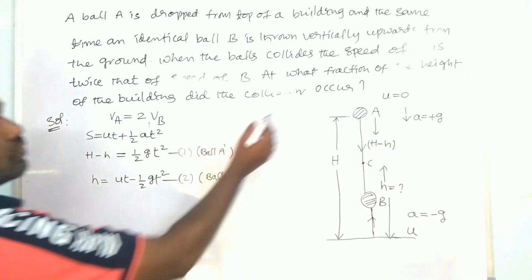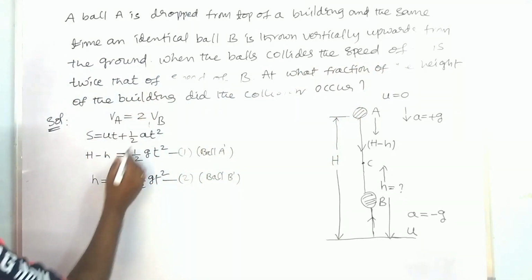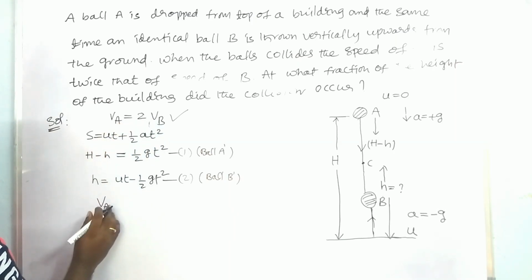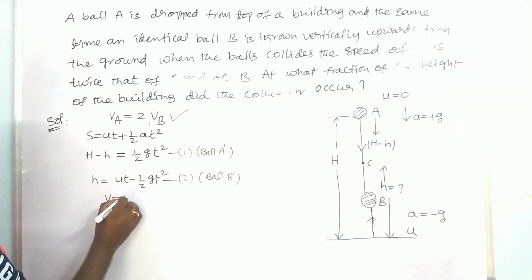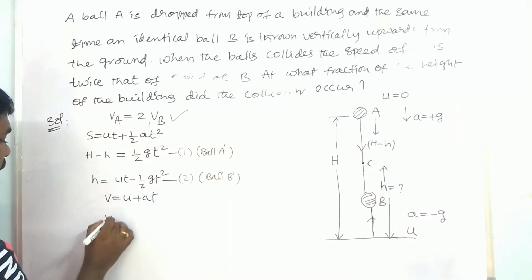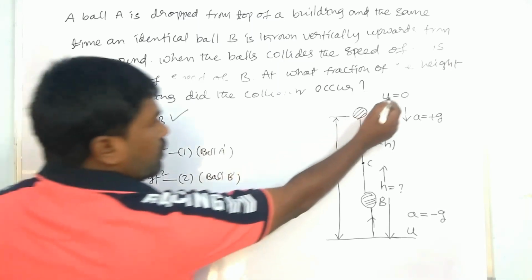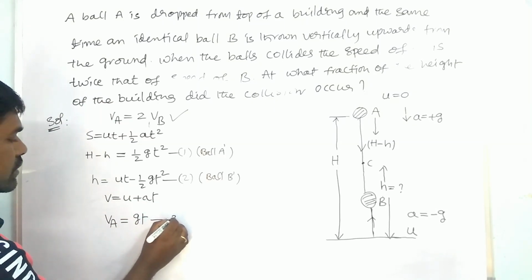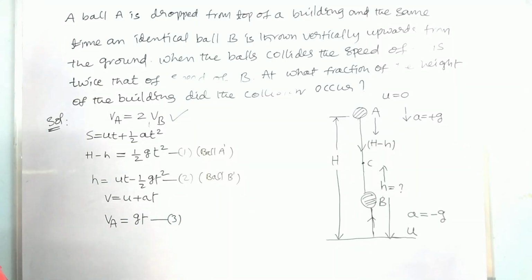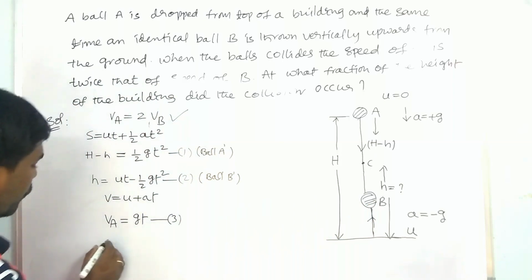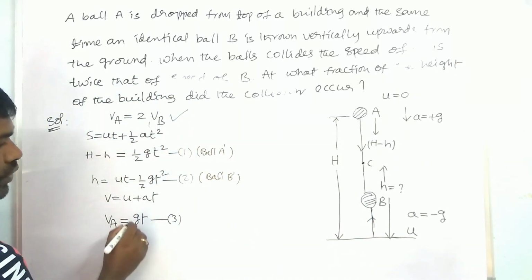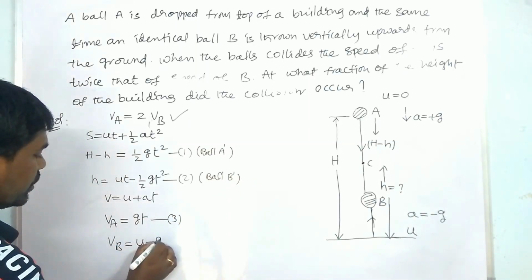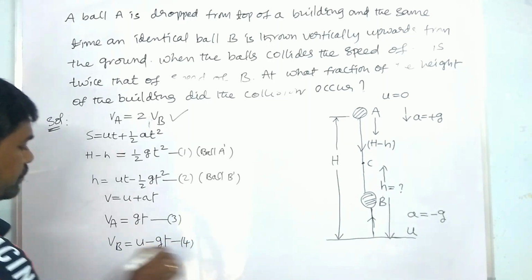So what is given to us is that the speed of ball A is twice that of the speed of ball B. So let us find the speed of the balls. The speed of ball A, V A, from the laws of equation of motion, V is equal to U plus at. In the case of A, the initial velocity is 0 plus a equal to g, so V A is equal to g t. This is equation 3. Similarly, in the case of the second ball, V B is equal to the initial velocity u plus acceleration minus g into t, so V B is equal to u minus g t. This is equation 4. Okay.